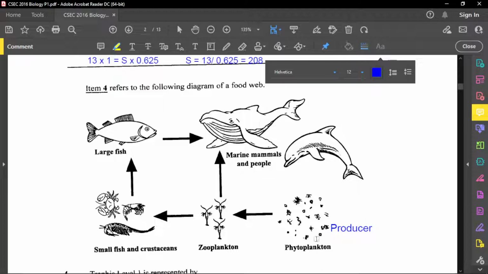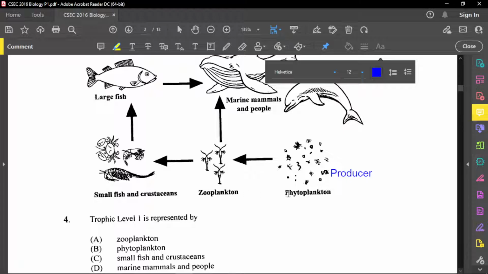We start here with the producer, then we have our herbivore, which is the zooplankton. Even though they are both plankton, there are different types of plankton. Zooplankton are animal-like, and phytoplankton are plant-like. Just to mention that. And so phytoplankton are the producer. That's what distinguishes zooplankton and phytoplankton. The question reads: trophic level 1 is represented by what? Trophic level 1 is the start of any food chain or food web.